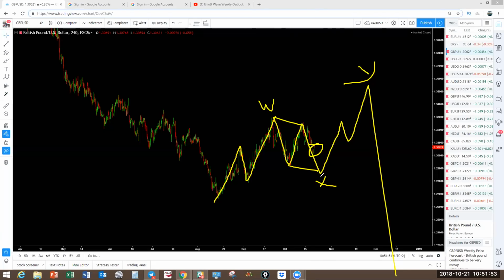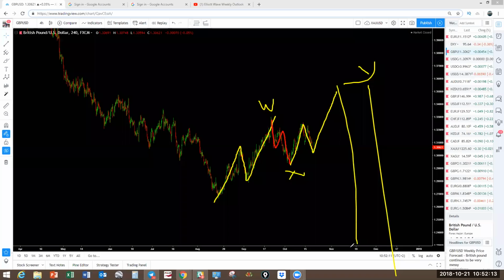Whether it's going to make a bigger regular flat first, like this, before it goes, or whether this move is all the correction, whether this three wave is all the correction, you're going to get this. So you can see that either way, you're going to get a WXY structure. Either way, you're going to get that. So that is the tricky part about the correction.